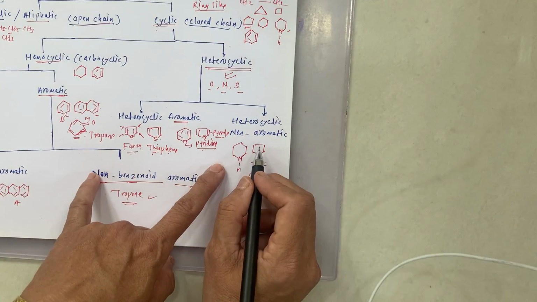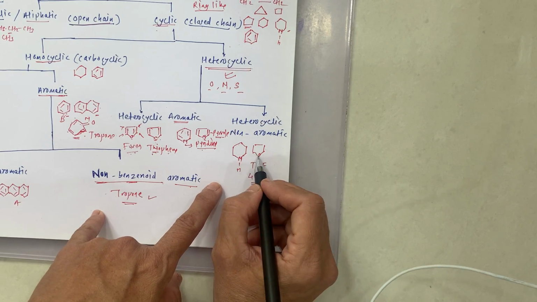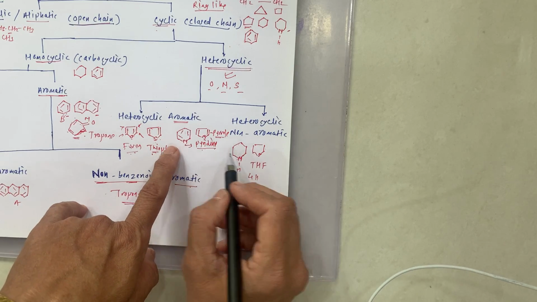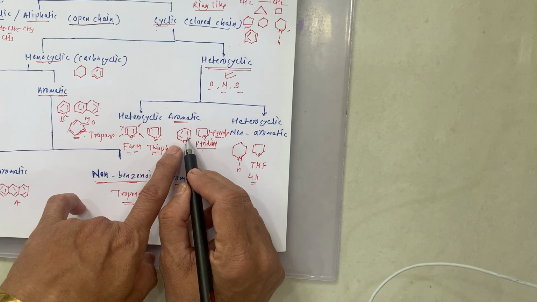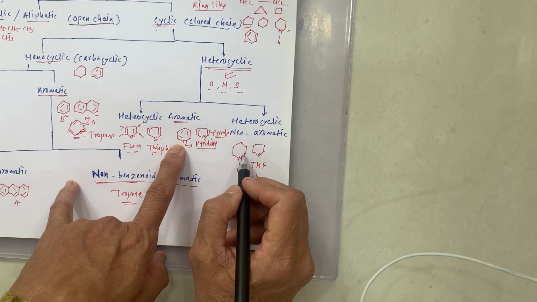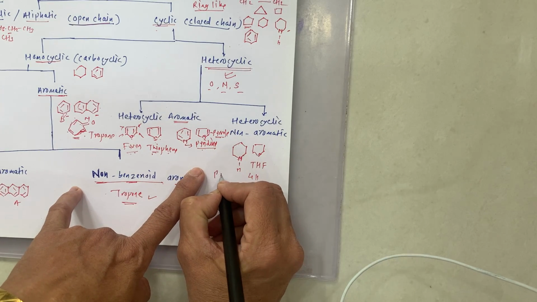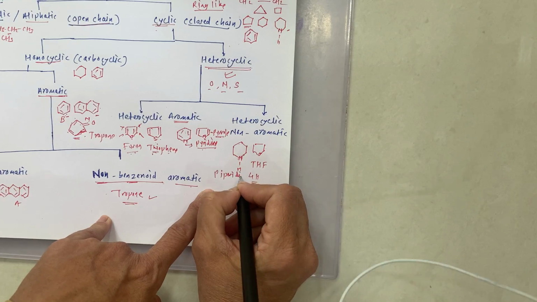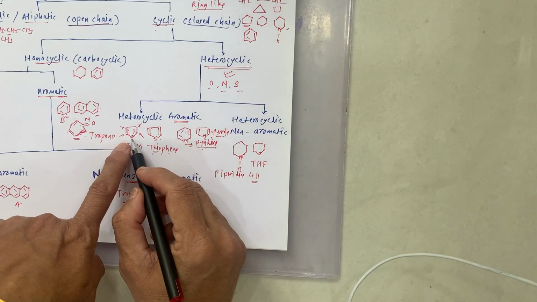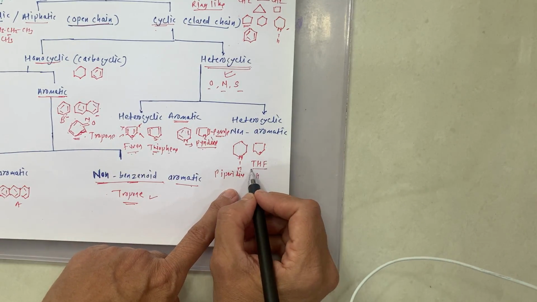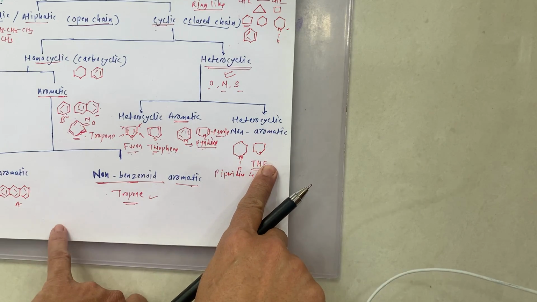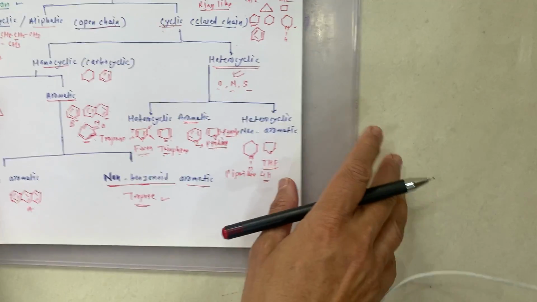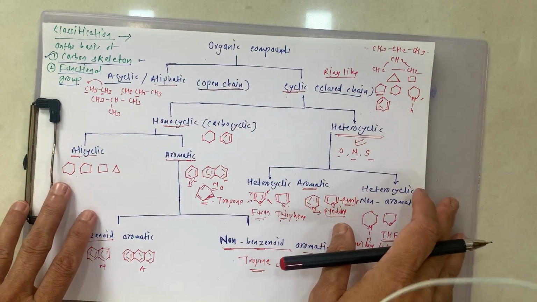When there is no aromatic character but heteroatoms are there, this is nitrogen, this is oxygen, this is the derivative of the compound pyridine, and this is called piperidine. And this is the derivative of this compound, which is called tetrahydrofuran. This is based upon carbon skeleton.